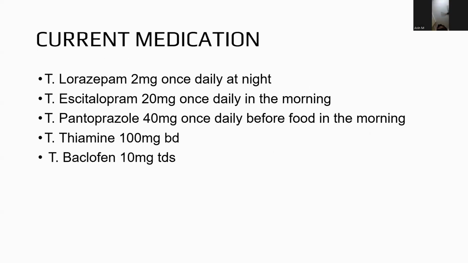There is no past medical or psychiatric conditions. When he visited us, we treated initially for simple withdrawal. We maintained a fixed dose regime. After 2 months, we are maintaining only on the low dose lorazepam, that is 2 mg once daily, escitalopram 20 mg once in the morning, pantoprazole 40 mg, thiamine, and baclofen.